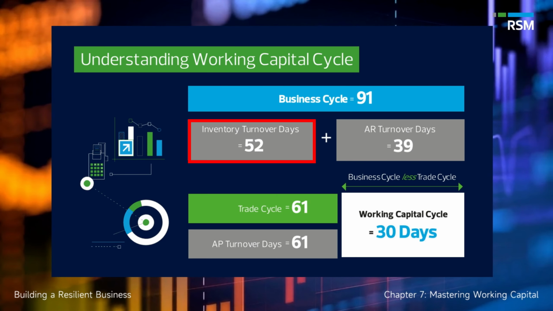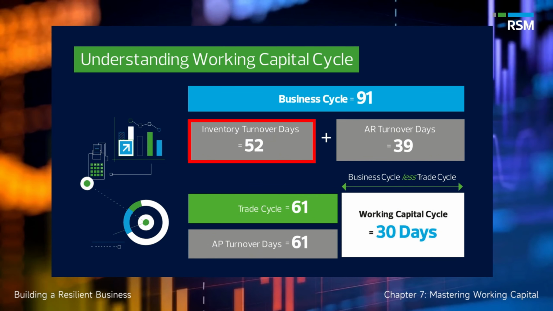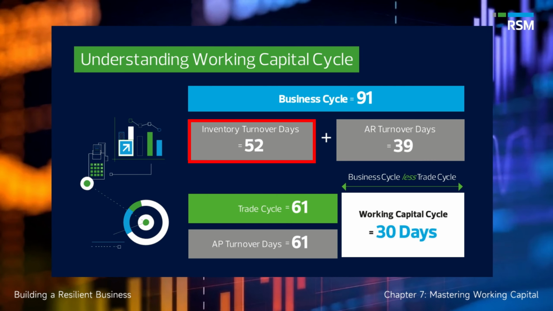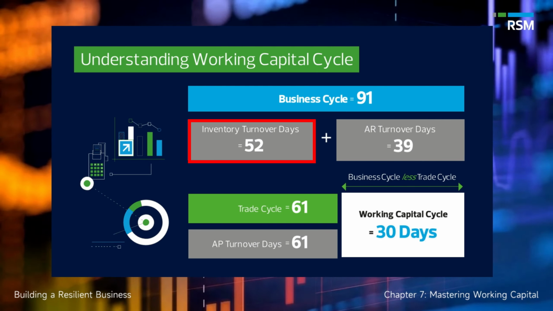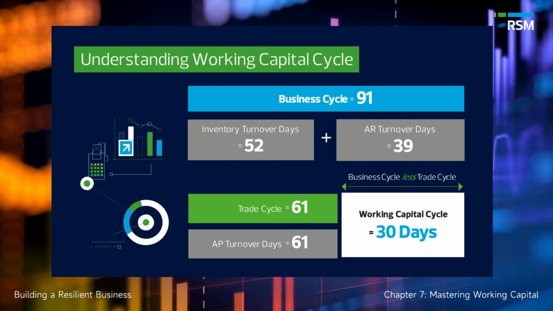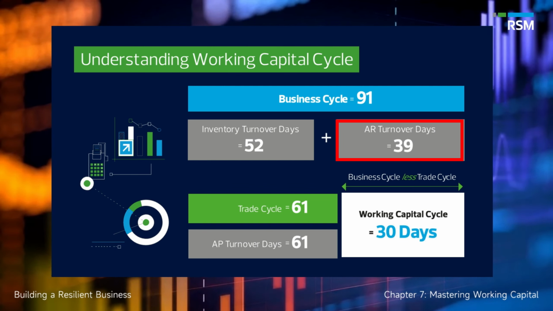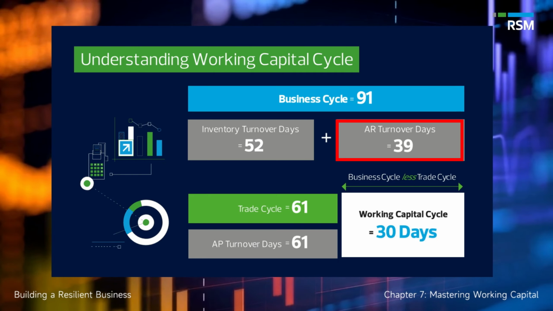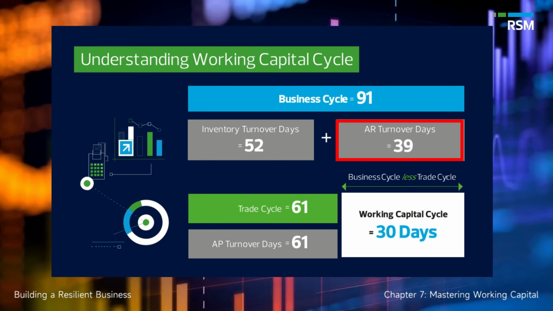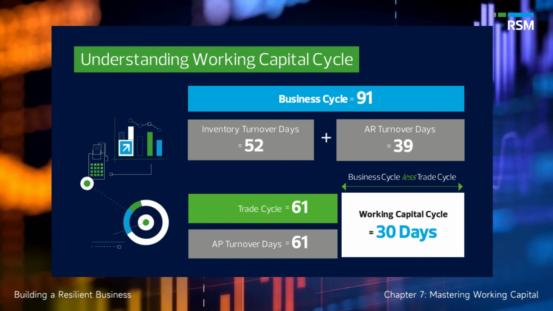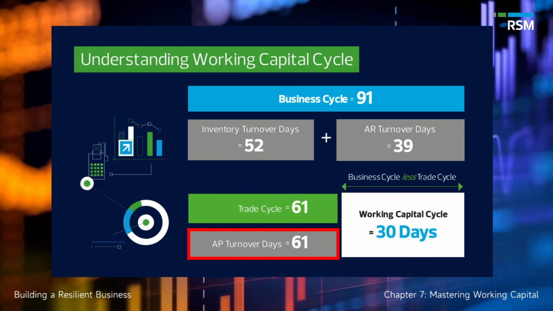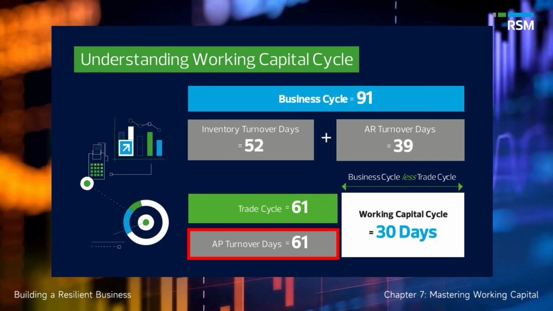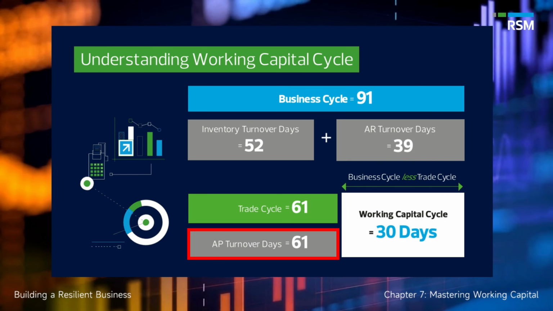Inventory turnover days. This measures how long it takes for a business to sell its inventory. In our example, it takes 52 days to turn inventory into sales or consumption. Accounts receivable turnover days. This measures the time it takes to collect payment from customers after a sale. In this case, it takes 39 days. Accounts payable turnover days. This measures how long the company takes to pay its suppliers. Here, it takes 61 days.